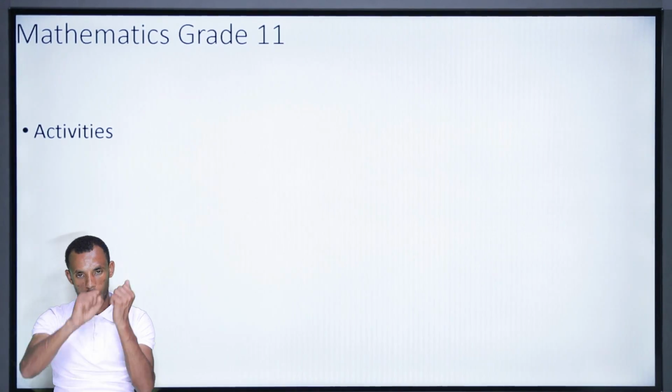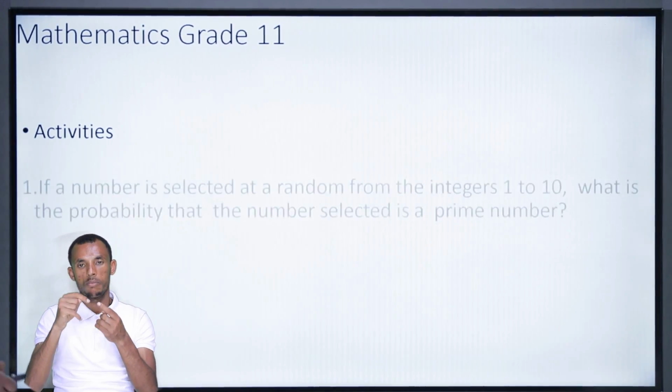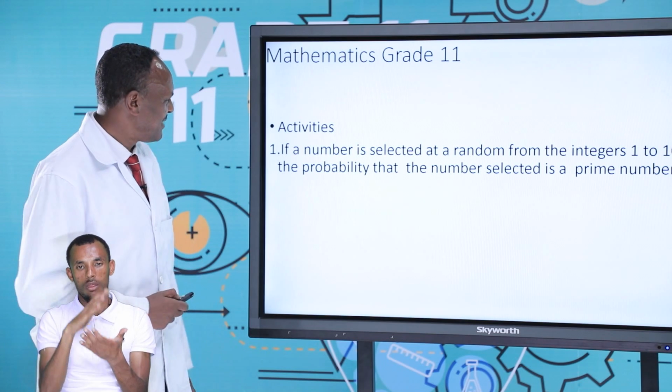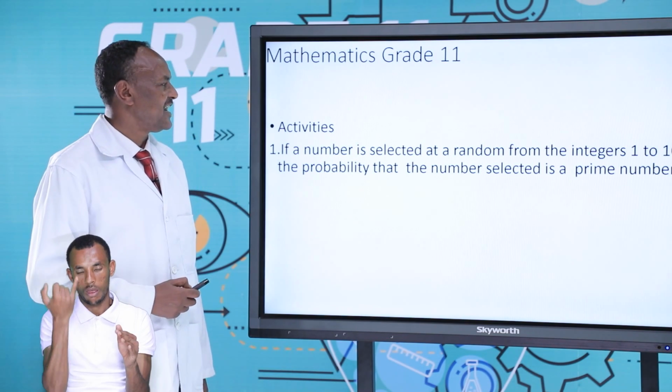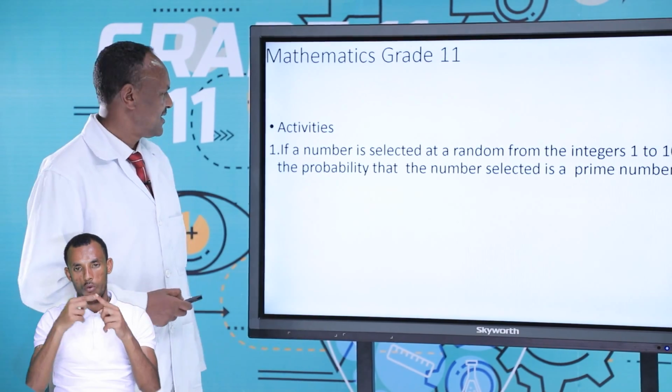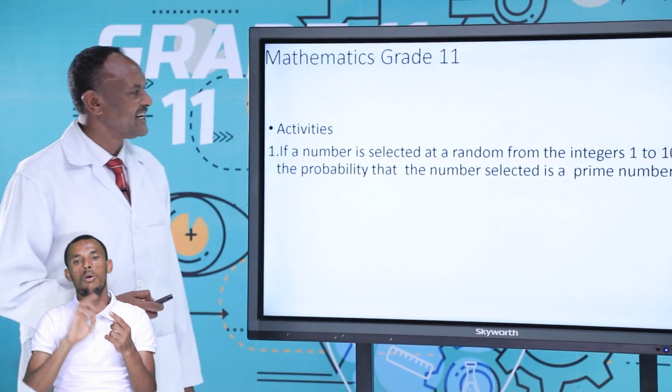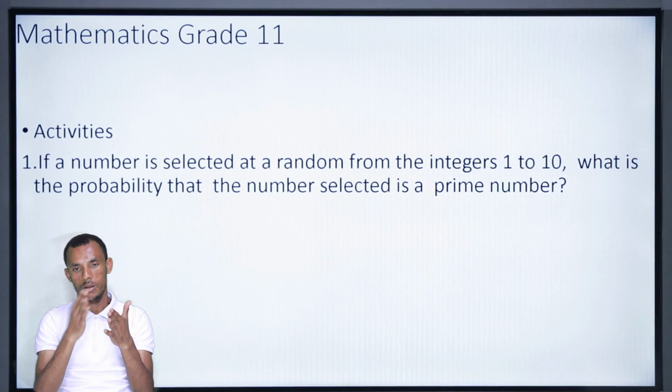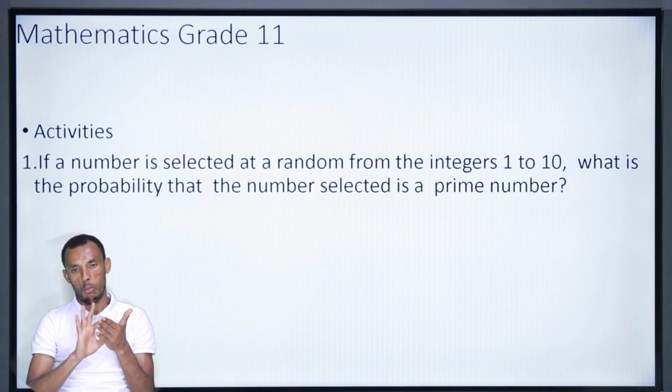Based on this one, I want to give you some activities. Take, for example, number 1. If a number is selected at random from the integers 1 to 10, what is the probability that the number selected is a prime number? Let me give you a minute.